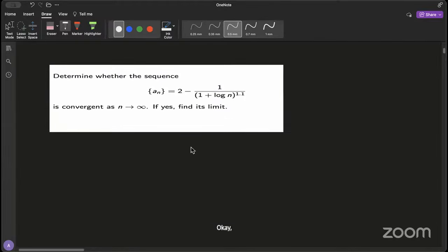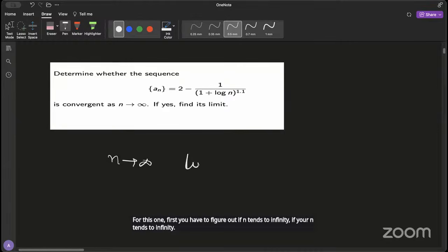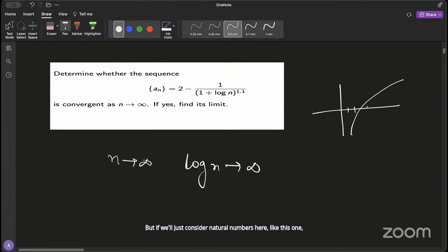Okay. So for this one, first you have to figure out if n tends to infinity, so log n tends to infinity as well, right? Your graph for log n is basically this. But if we just consider natural numbers here, like 2, 3, 4, 5, then this is a1, this is a2, this is a3.